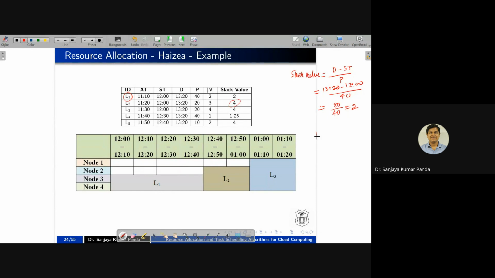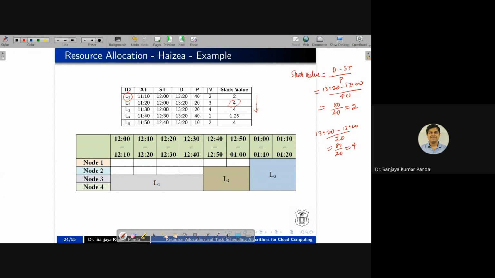That is 13:20 minus 12, divided by 20. So it is 80 by 20, so you will get 4. Once you determine the slack value, you have to order them in non-decreasing order of slack value. Sort means non-decreasing order of slack value. So it is coming as 2, 4, and 4.